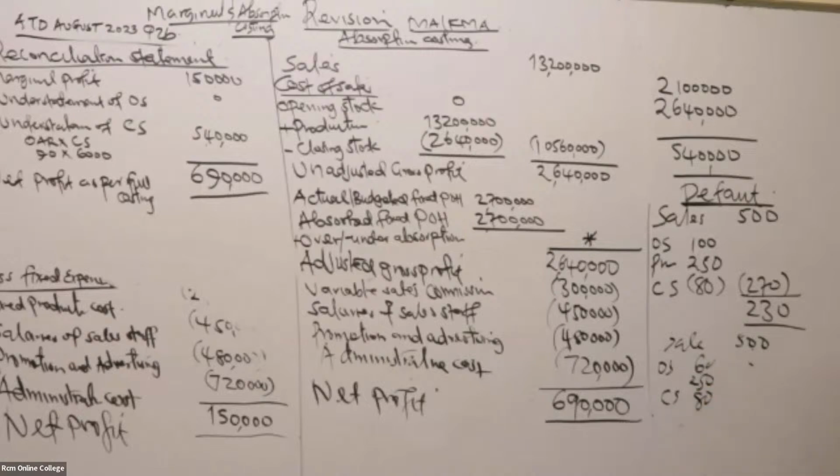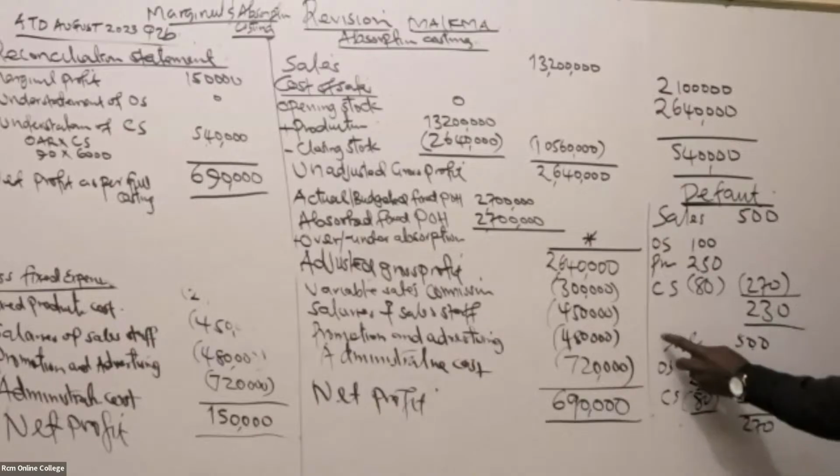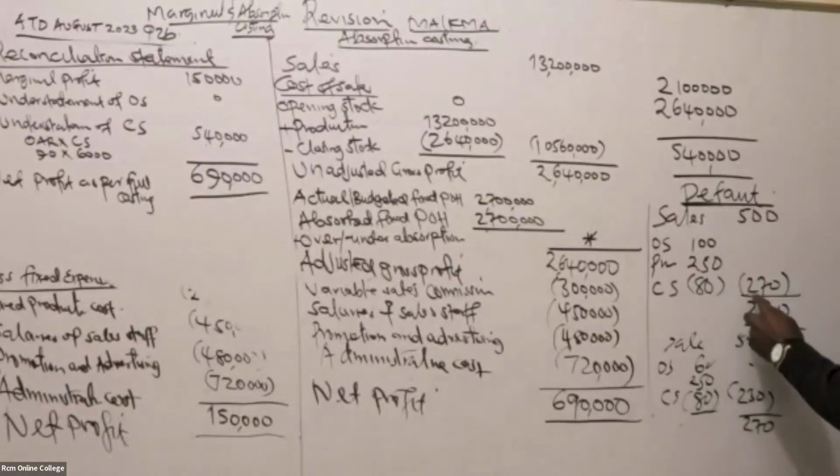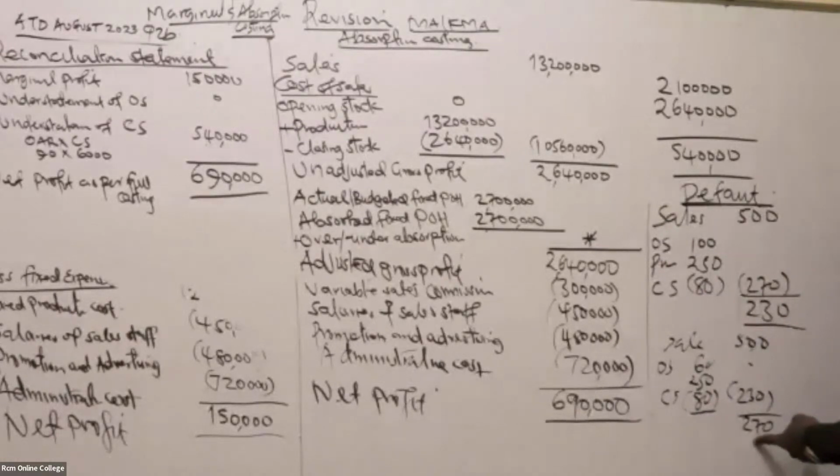So 60 plus 250, that will be 310. 310 minus 80, that will be 230. Now 230, look at it, it is giving us 270. When you understate opening stock, you are exaggerating your profit from 230 to 270. Understatement of opening stock by 40 shillings exaggerates our profit by how much? By 40 shillings.